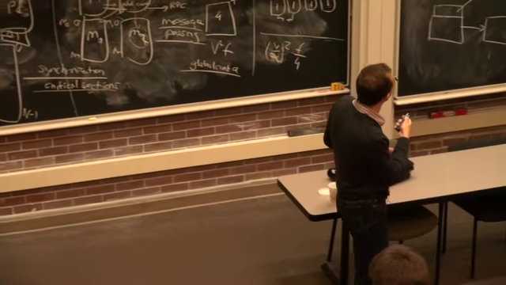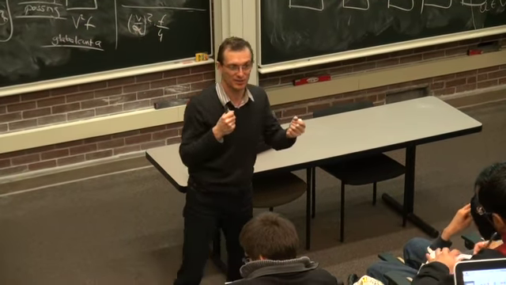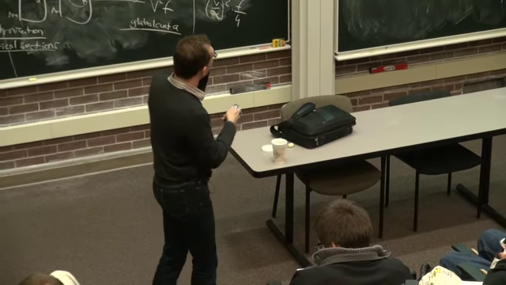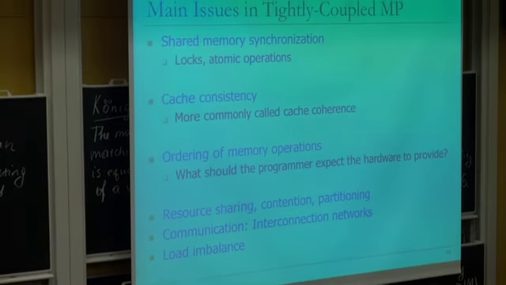More commonly, it's called cache coherence. But it's really keeping the data consistent across multiple caches. Ordering of memory operations is another problem. What should the programmer expect the hardware to provide?